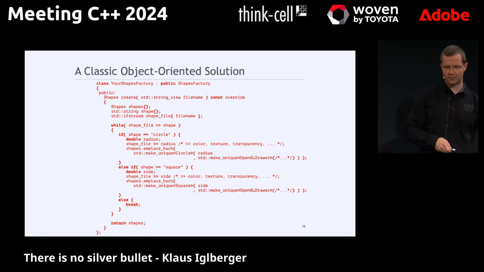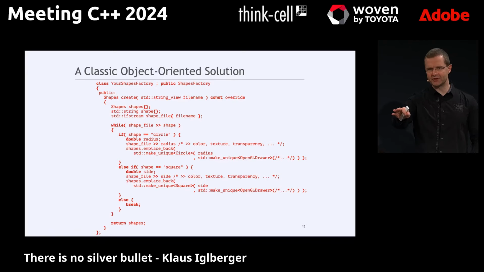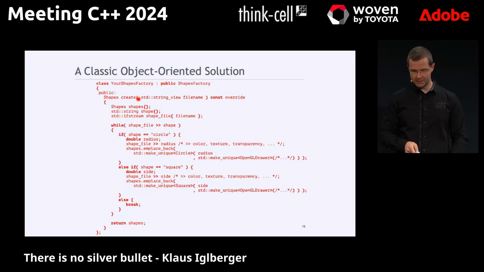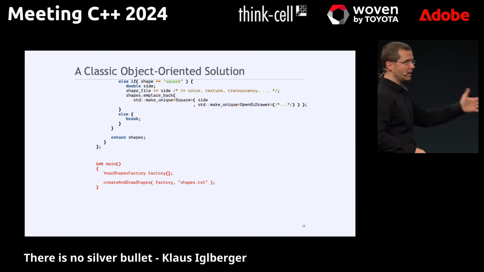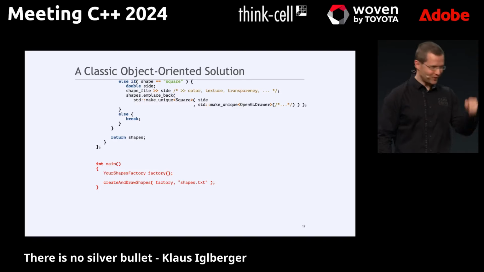Your shape factory. Please don't read all of this code. Definitely not. This is just a wall of code, but we implement this create function. We extract circles, squares, and of course, potentially other shapes from the file and put them into this vector. We make unique a square, and we add some draw behavior, like the OpenGL drawer. And then you're good to go. Then in the main function, we create a factory, we pass it to the create and draw shapes function, and this will work. Great.